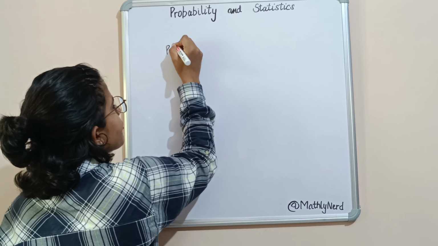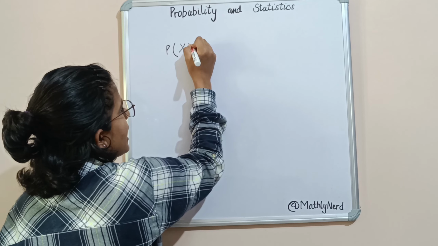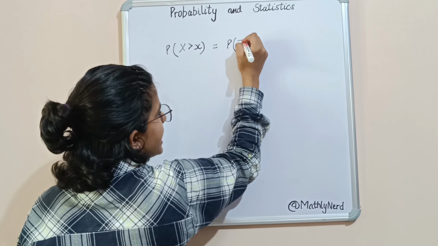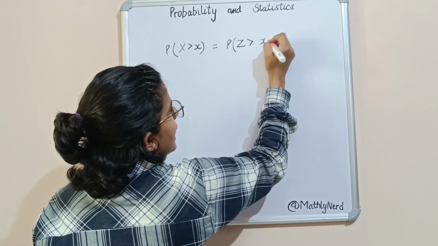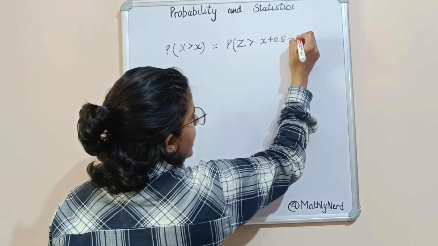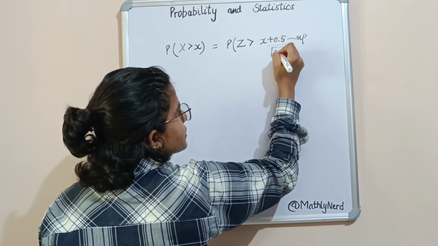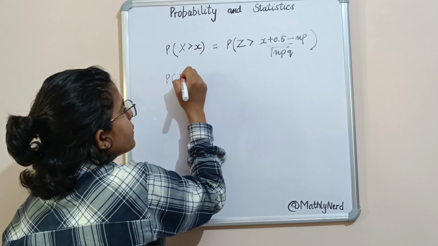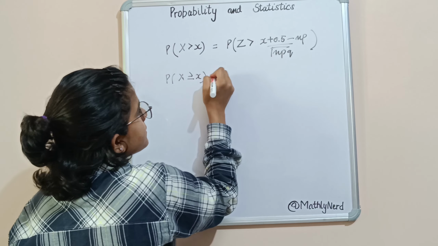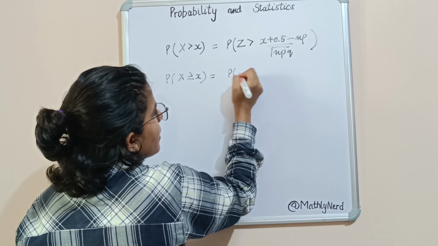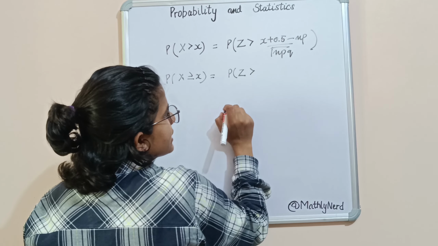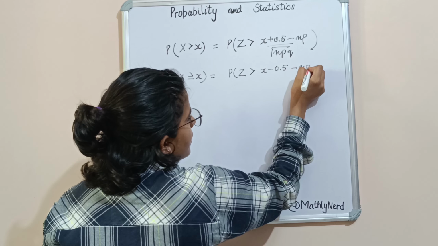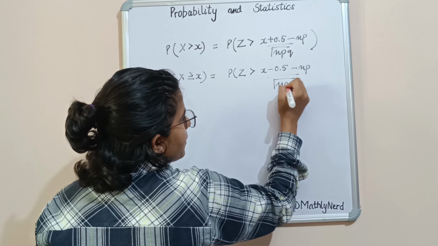Similarly, if we want to find out the probability of X greater than x, then this will be equal to the probability of z greater than x plus 0.5 minus np divided by under root npq. And if we want to find out the probability of X greater than or equal to x, then that will be equal to the probability of z greater than x minus 0.5 minus np divided by under root npq.